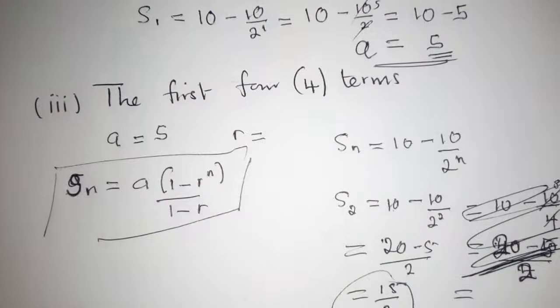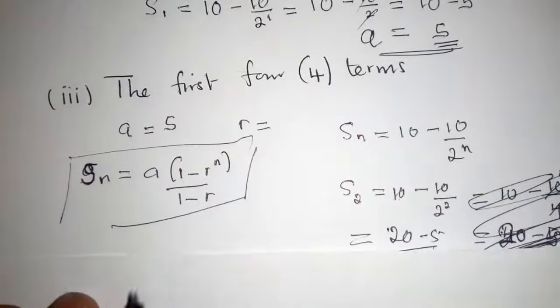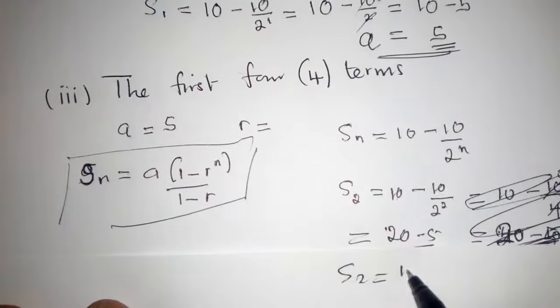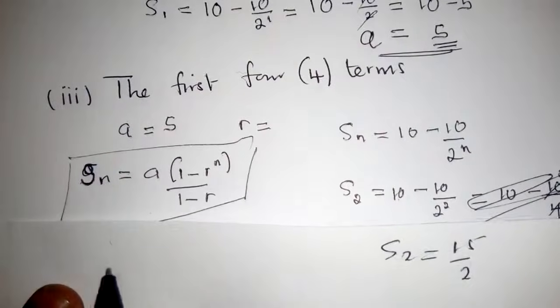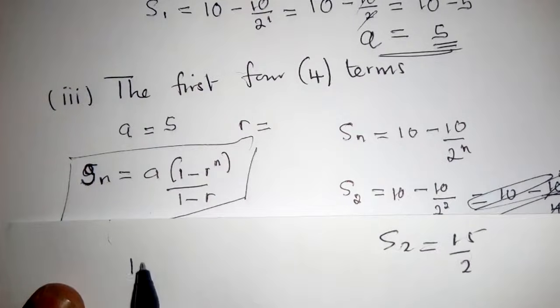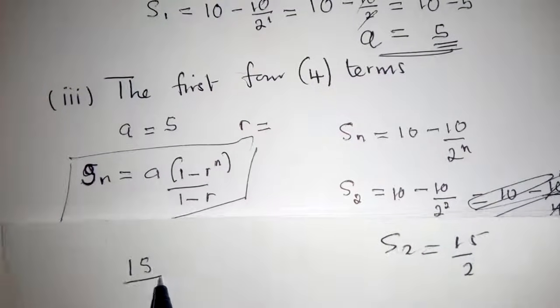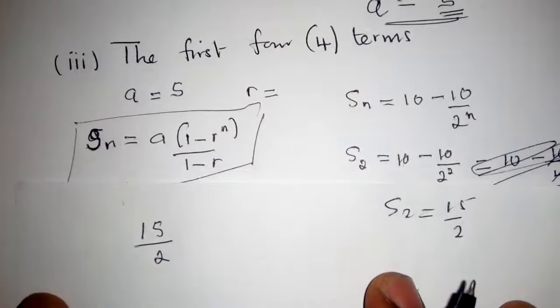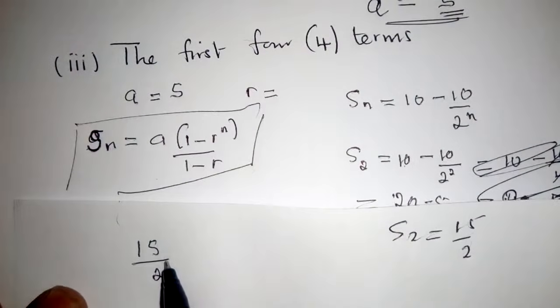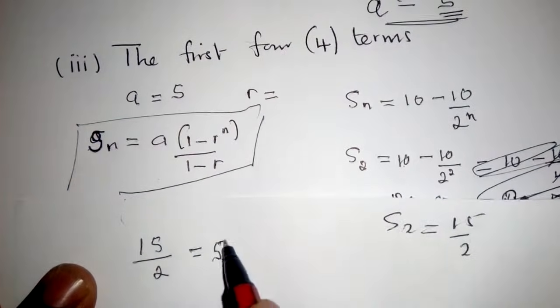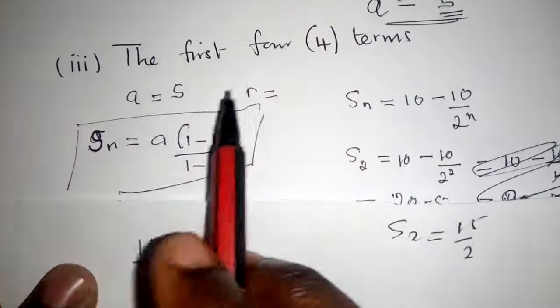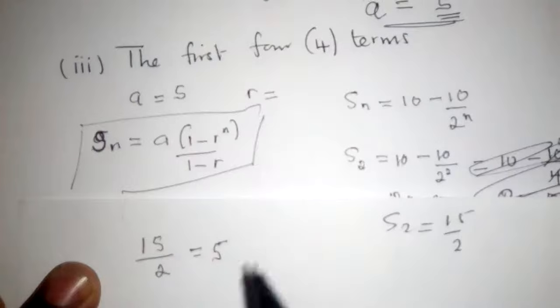So once you do that, we know that the sum of 2 terms is 15 over 2. So you can get this formula, and then here you can put on s sub n, you can put 15 over 2. So once you put 15 over 2, it is equal to our a. Do we know a? A is equal to 5. Since a is equal to 5, here we found 5.